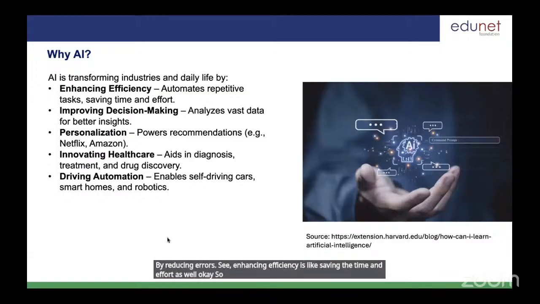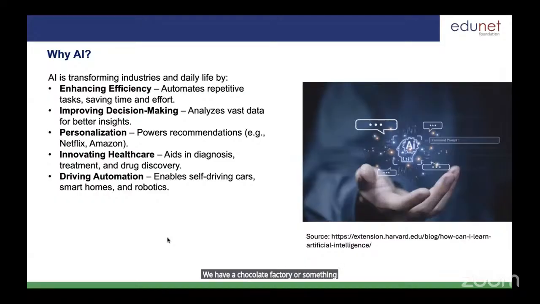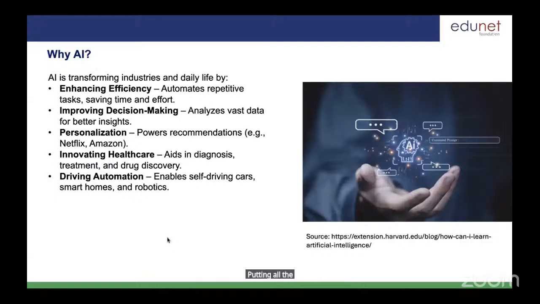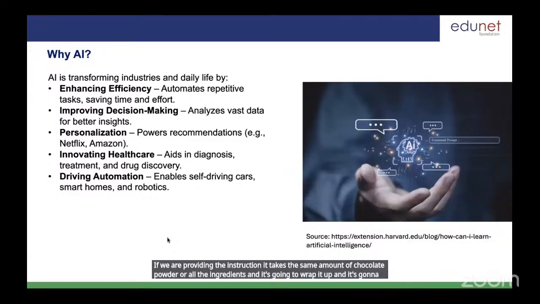If you take 20, 30 years back and consider a factory, let's take a simple example: a chocolate factory, where we need to create chocolates. A lot of manpower was required for mixing the chocolate powder, wrapping things up, and putting in all the ingredients. A human can work hardly 12, 13 hours a day, but AI is not like a human. It can work 24 by 7, and if it is instructed, it can automate each and everything. If we provide the instruction, it takes the same amount of chocolate powder and all the ingredients, wraps it up, and sends those things. So that is one example.